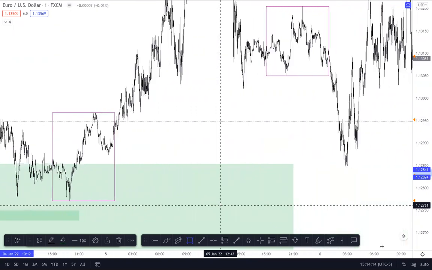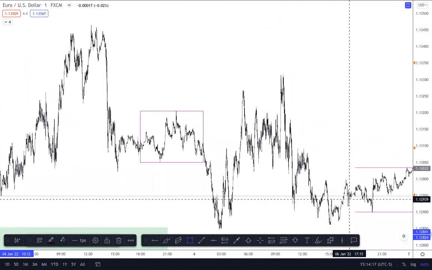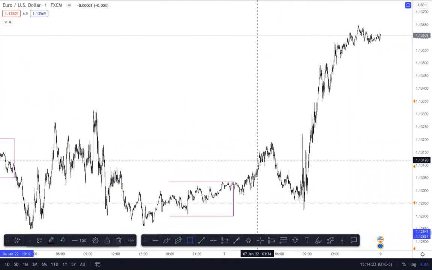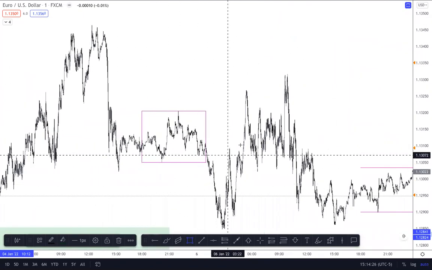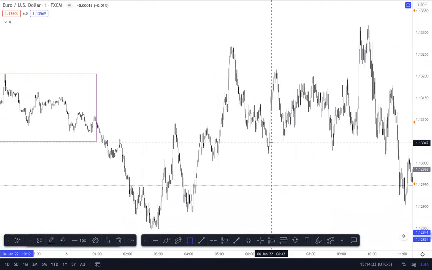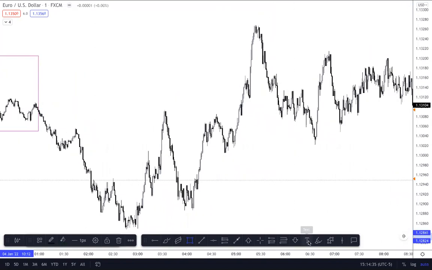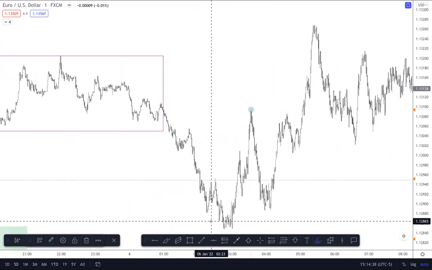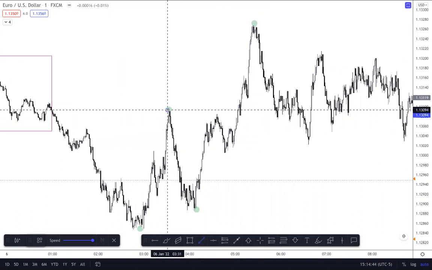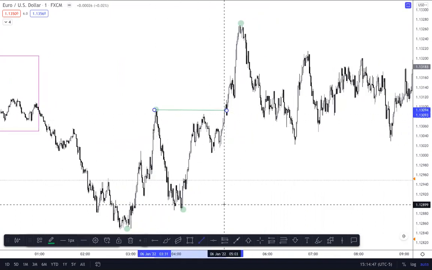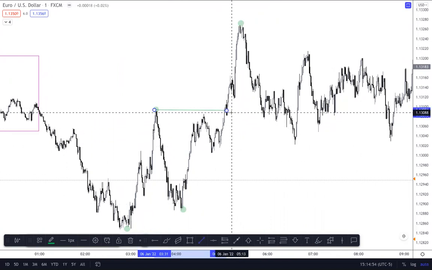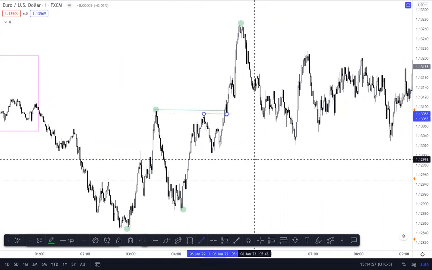Let me see if I can find an example of where we might have this. This is actually a good one right here. Here were structure points in the past. We've clearly seen that we've had a break of structure here, right? Where was the OB that caused this break of structure, right? And this break of structure here as well.